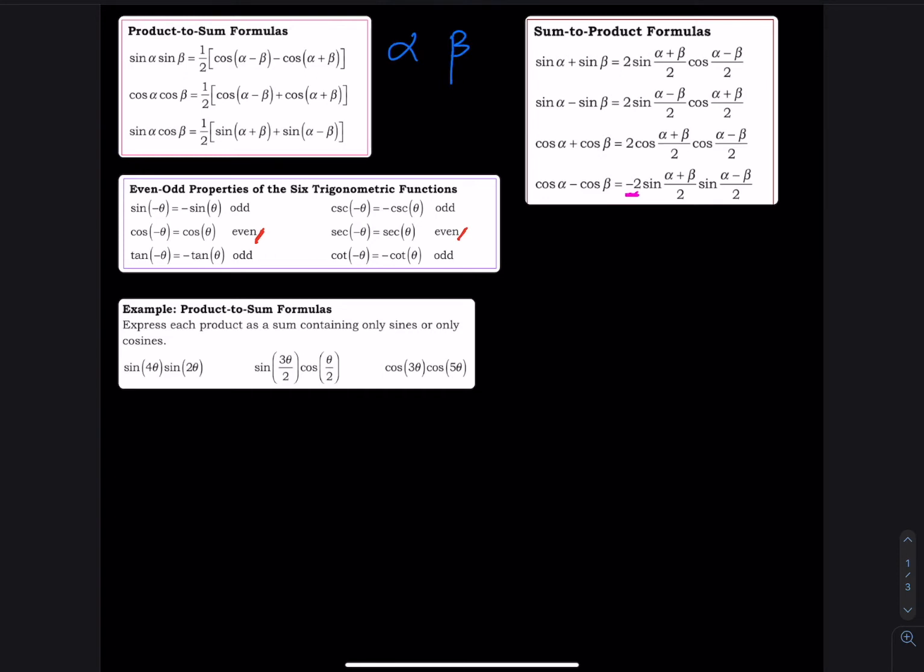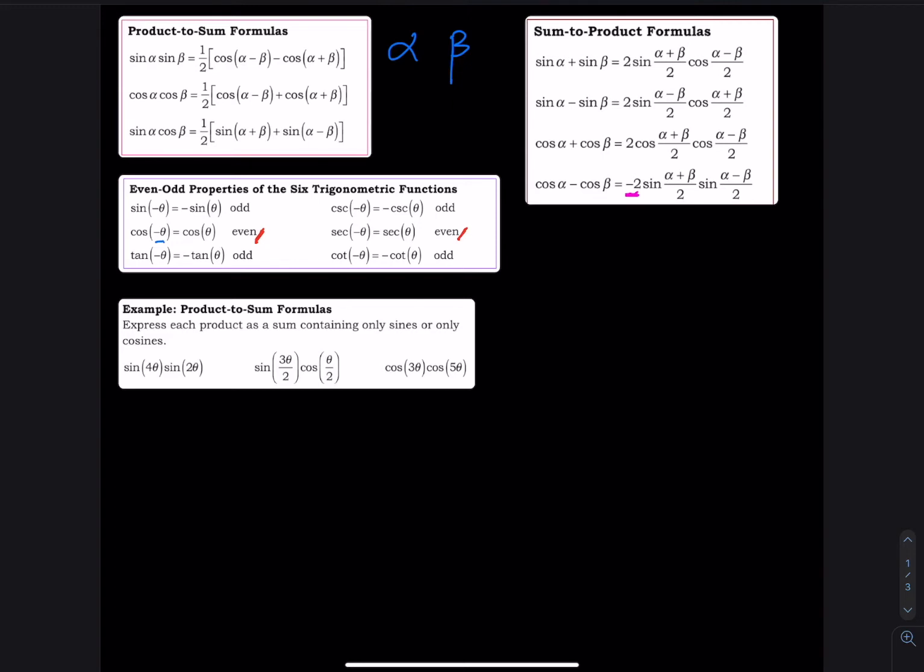A couple of properties that we will be using a lot in these sections are the even and odd properties. By the time you get to this section, I am sure you already learned the even and odd properties of the six trig functions. They are very easy to memorize. Only cosine and secant are even. What is an even function? An even function is one where, if you put a negative right next to the independent variable, the negative will be cancelled. So you have cosine of negative theta equals cosine theta. Same thing for the secant.